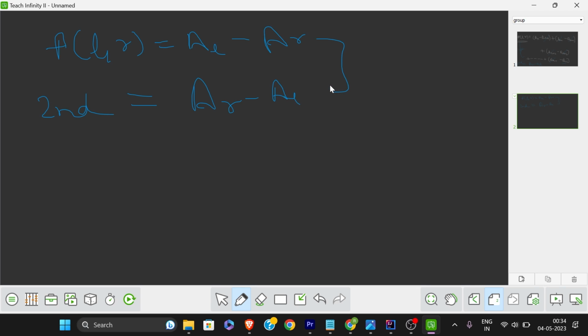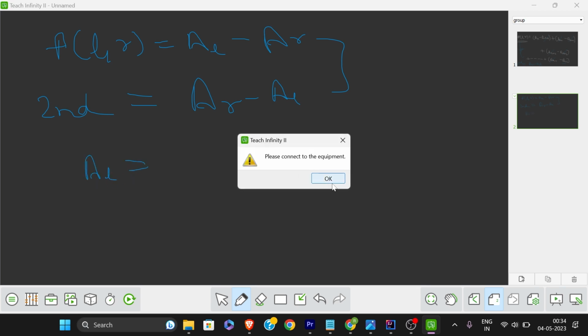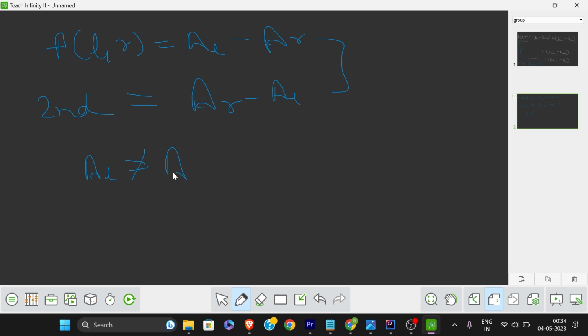So now you can think that the subarray is unstable only if a of L is not equal to a of R. Otherwise, if both are equal, then the result will be the same. And if they are not equal, then our subarray is unstable and you just need to count plus plus. You just need to add the unstable subarray to our answer.